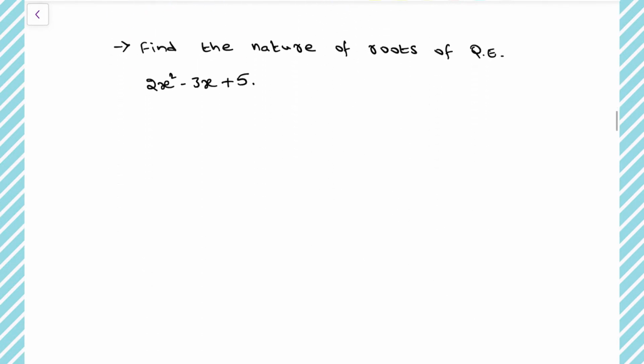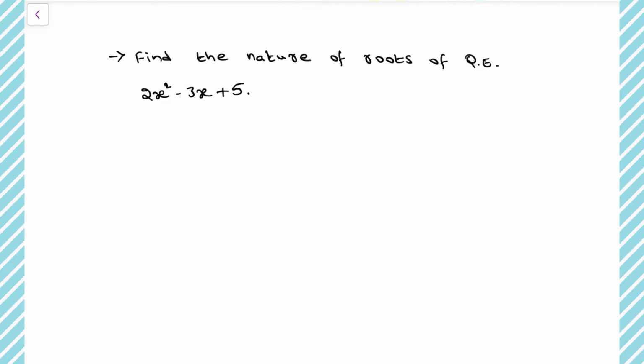Next, find the nature of the roots of the given quadratic equation 2x square minus 3x plus 5. Sorry, it is actually equal to 0, because I wrote quadratic equation, right? Okay, to find out the nature of the roots, the formula we have is b square minus 4ac. So what exactly are a, b and c in the formula? The a value is the x square coefficient. Here the x square coefficient is 2. Then what is the b value? The b value is the x coefficient, that is minus 3, and c is nothing but the constant, so the constant is 5.